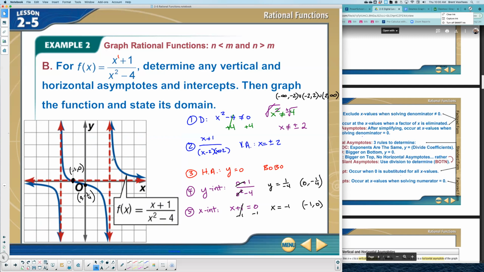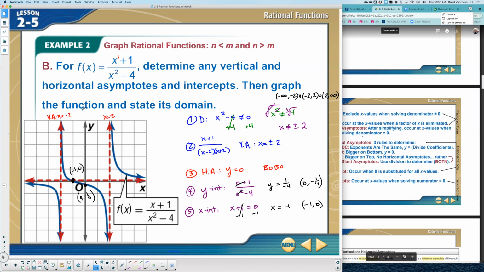The limits: as it goes right, it would flatten out at 0. As it goes left, it would flatten out at 0. So the end behavior would go to that. And here are our vertical asymptotes. Let me write both of these vertical asymptotes. We have x equals -2 and x equals 2.